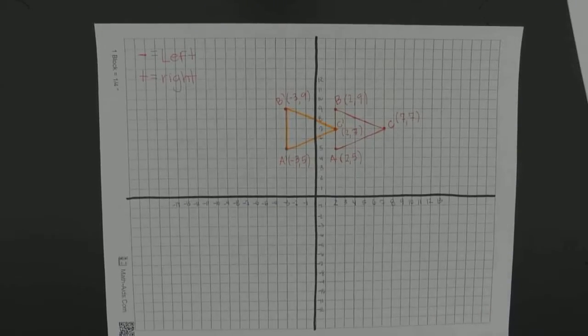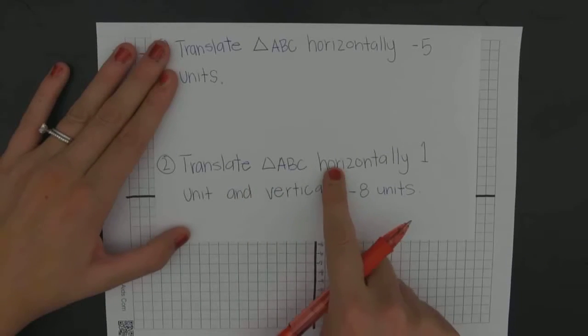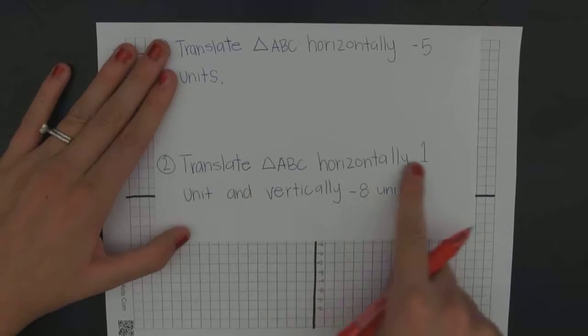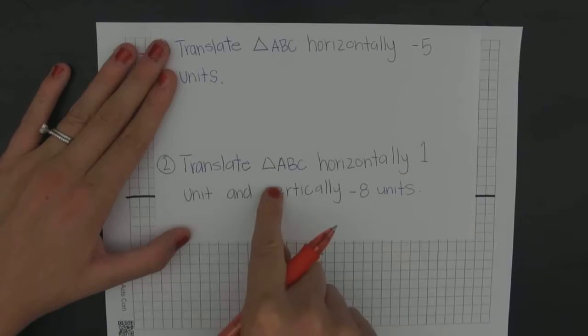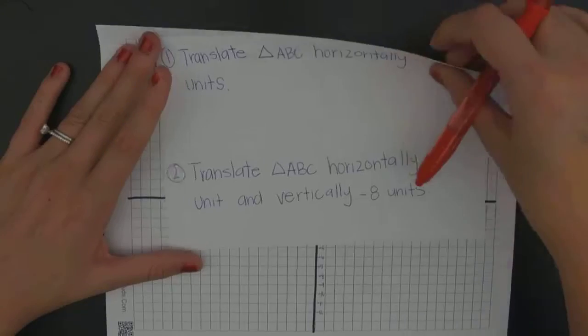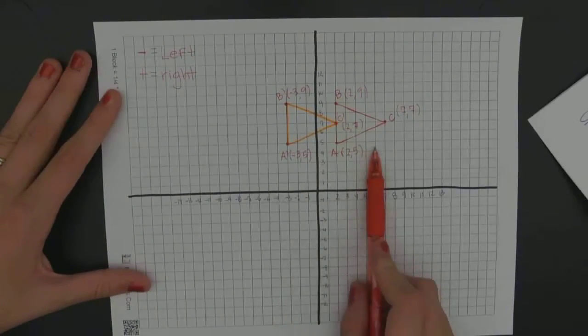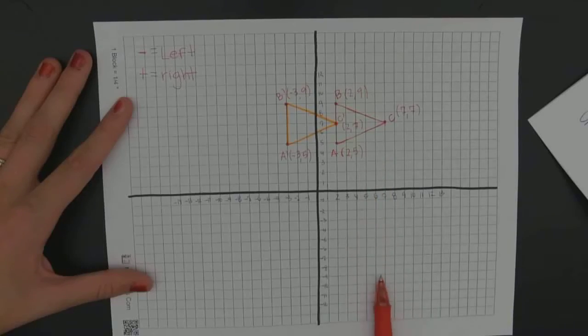So now we are going to do our next one, and our next question says, translate triangle ABC horizontally, again, that's left or right, 1, a positive 1, so we're moving to the right one, and vertically -8 units. So I'm doing 2 steps. I'm moving this one to the right one, and then vertically -8.